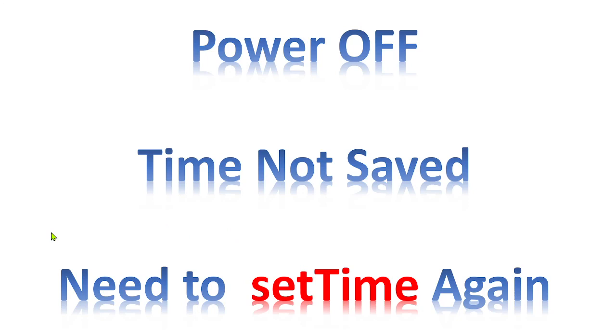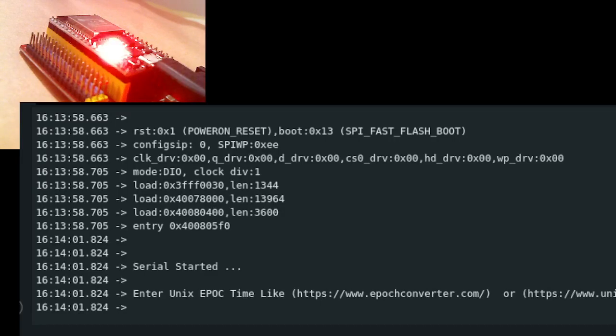You need to remember one thing: if you turn off power of your ESP32, the time will not be saved. You need again to set time. This is not the real-time clock that uses the cell battery, the coin battery. So whenever there is no power in ESP, you will lose the time. So let's see how this works.